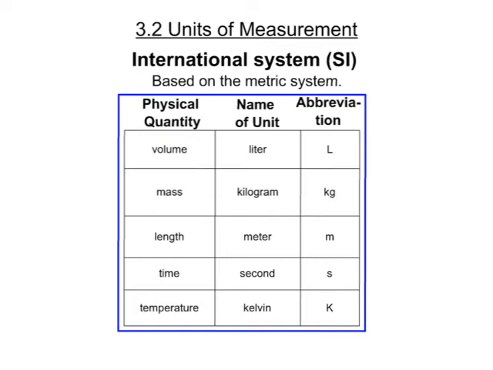Today we're going to talk about units of measurement. We'll just start at the beginning with the International System of Measurement, often referred to as the SI. It is based on the metric system, and you're probably very familiar with this, but volume we measure in liters, symbolized like this: mass, kilograms, length, meters, time in seconds, and temperature in Kelvin. Those are the basic units that we use in science.